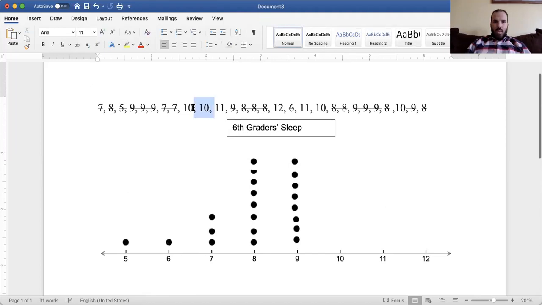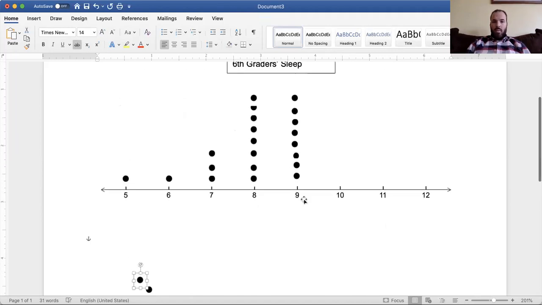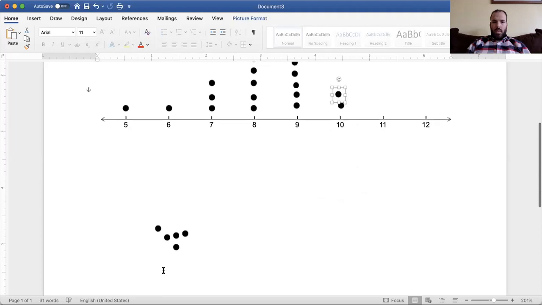Okay, my next one is 10. 1, 2, 3, 4. So there's 4 10s. I need to put 4 dots on 10s. 1, 2, 3, 4.